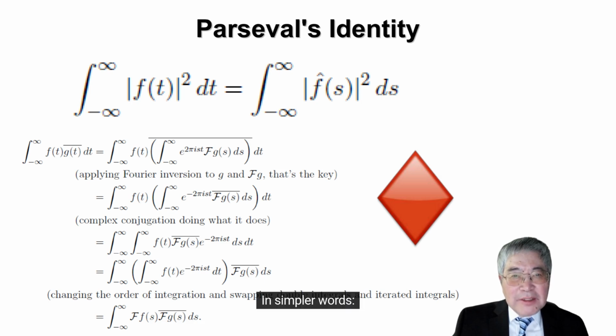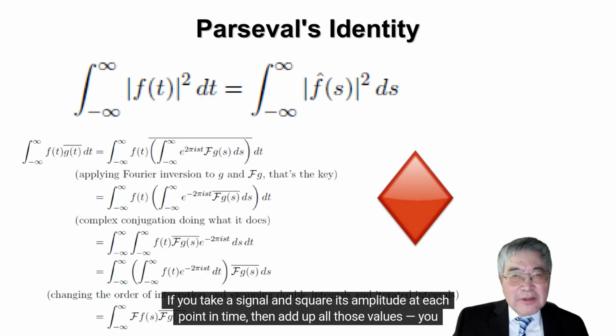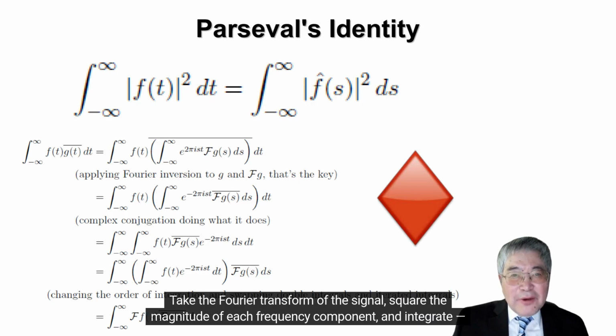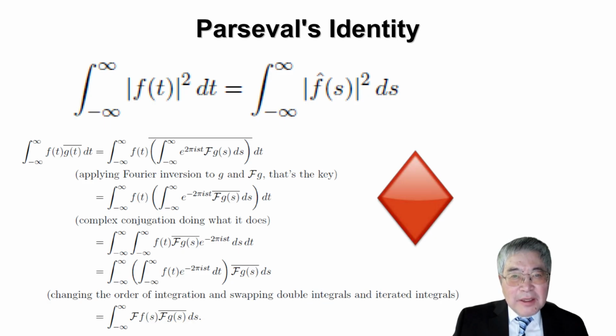In simpler words, if you take a signal and square its amplitude at each point in time, then add up all those values, you get the total energy of the signal in the time domain. Now do the same thing in the frequency domain. Take the Fourier transform of the signal, square the magnitude of each frequency component, and integrate, and you get the same total. This is not just a coincidence.